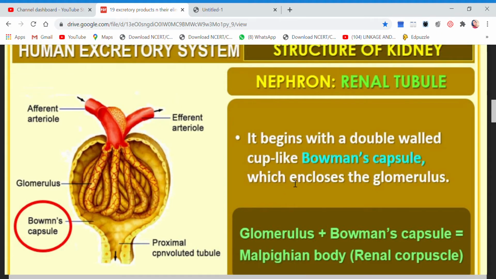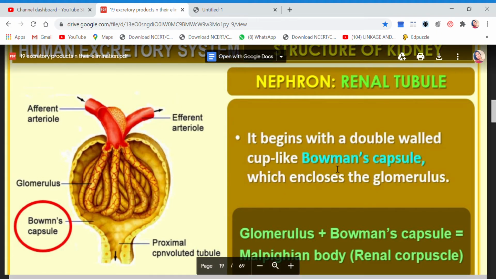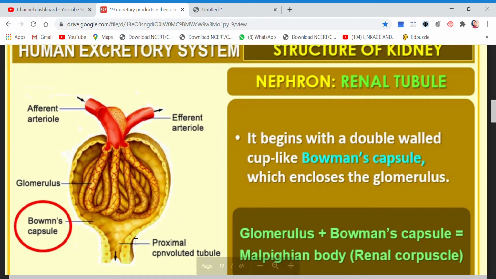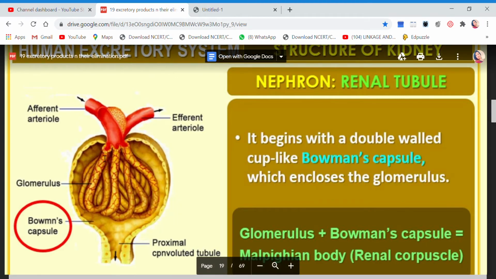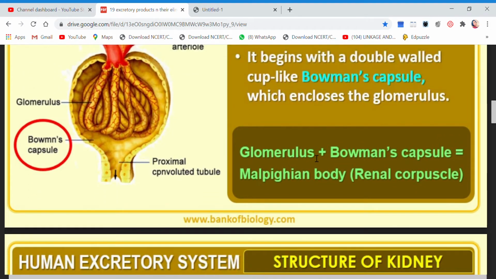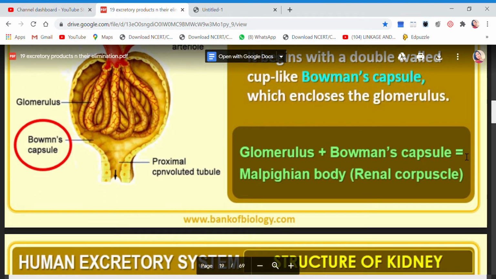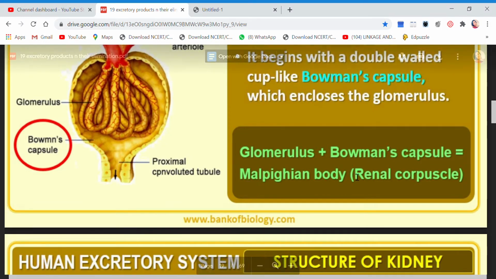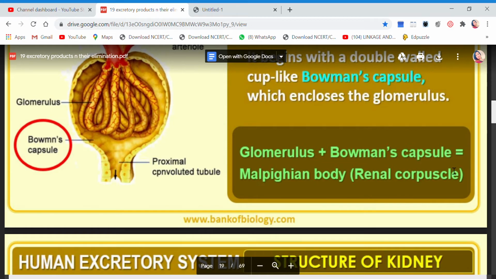Children, it begins with a double-walled cup-like Bowman's capsule, inside which glomerulus is present, as you see in the diagram. So glomerulus plus Bowman's capsule is called Malpighian body or renal corpuscle. So this whole structure which contains glomerulus plus Bowman's capsule, this collectively is known as Malpighian body or renal corpuscle.